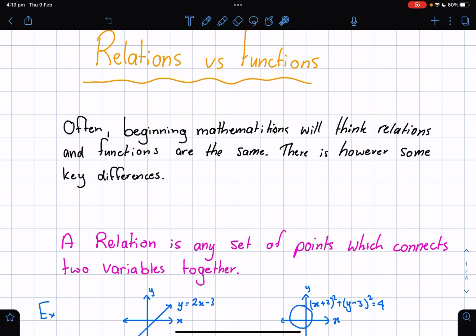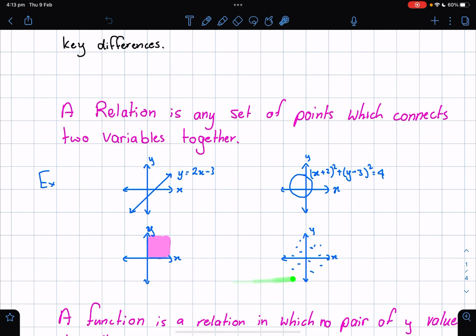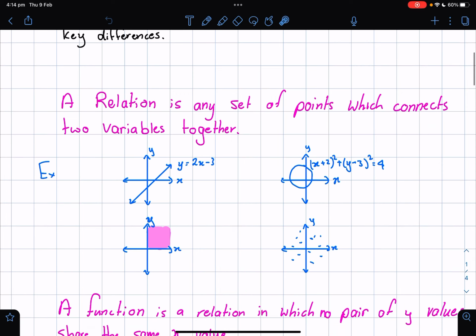So a relation is any set of points which connects two variables together. For example, I've got a whole range of relations here connecting x to y. This is a linear relation, this is a circular relation. This is just a whole quadrant shaded, and this is scattered points connecting x and y. All right, so these are relations, so just connecting x and y together in some way, shape, or form.